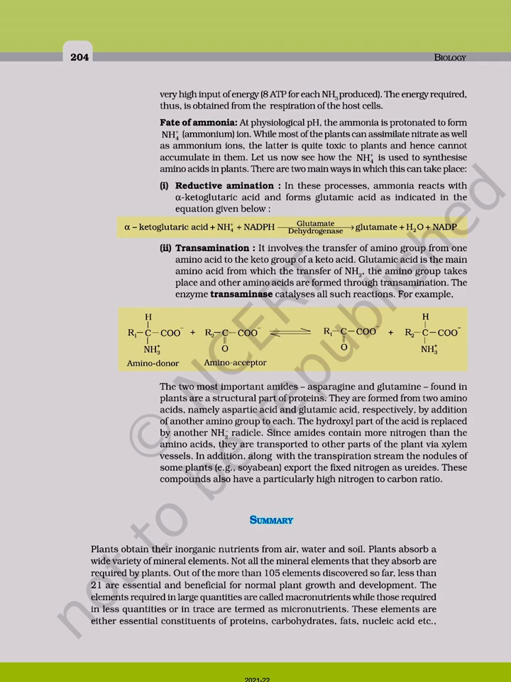The two most important amides, asparagine and glutamine, found in plants, are a structural part of proteins. They are formed from two amino acids, namely aspartic acid and glutamic acid, respectively, by addition of another amino group to each. The hydroxyl part of the acid is replaced by another NH2 radical. Since amides contain more nitrogen than the amino acids, they are transported to other parts of the plant via xylem vessels. In addition, along the transpiration stream, the nodules of some plants, for example soybean, export the fixed nitrogen as ureids. These compounds also have a particularly high nitrogen to carbon ratio.